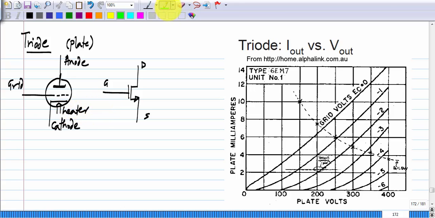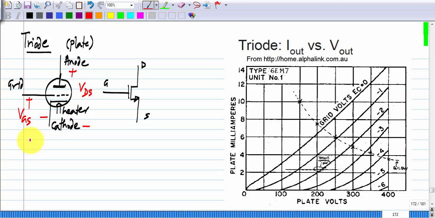The way these things worked is by heating the cathode so that it emits electrons and they are captured by the anode, and the number of electrons being captured by the anode is controlled by the voltage on the grid. Okay. So you can see that there is a very close correspondence to the terminals of the MOS transistor. Okay. This would be the VGS and the voltage between anode and cathode would be the VDS. The only difference of course is in the absolute value of the voltages that you would apply.